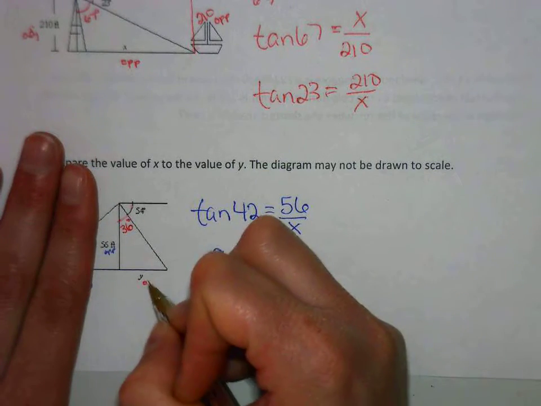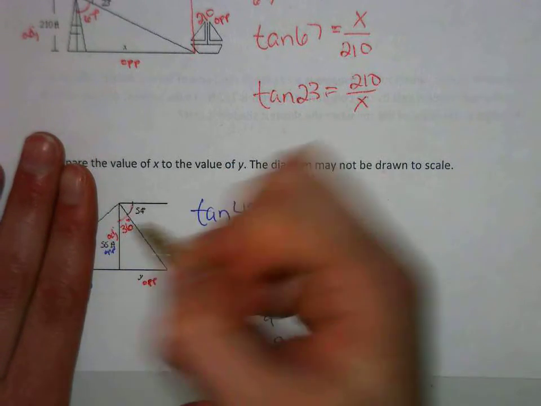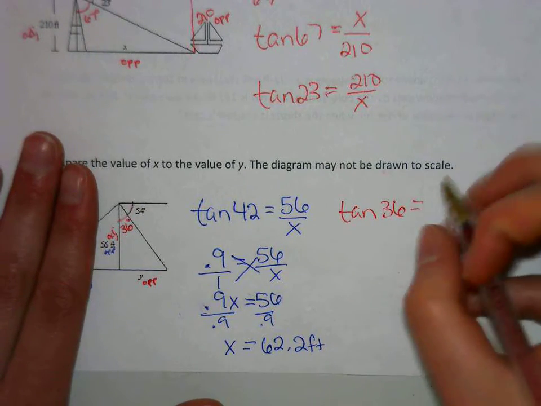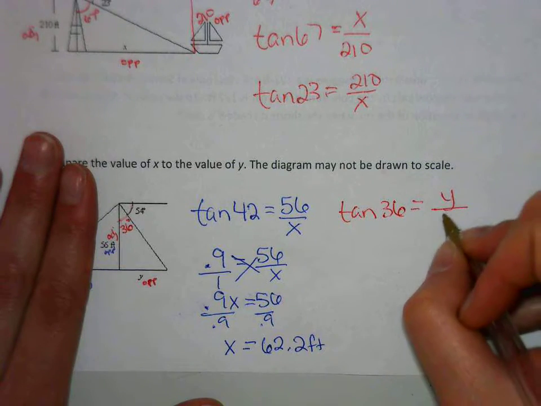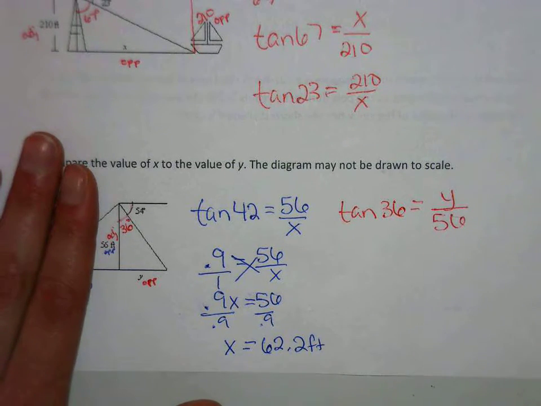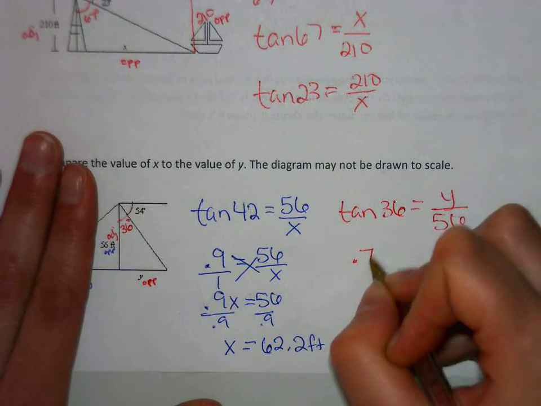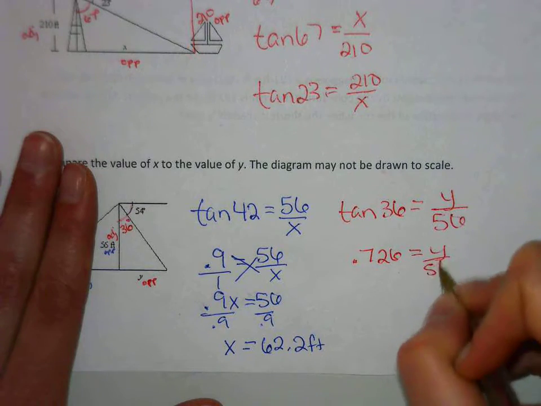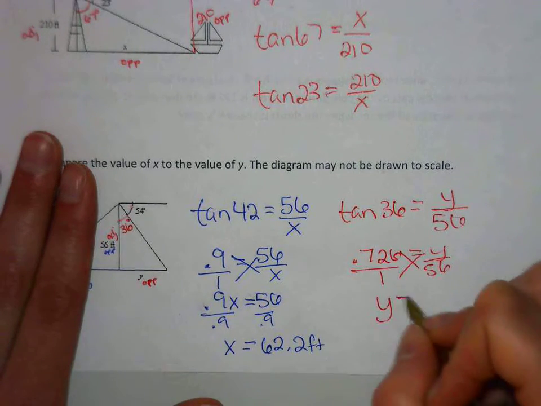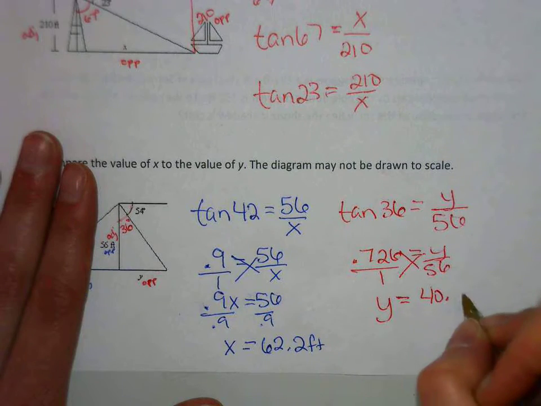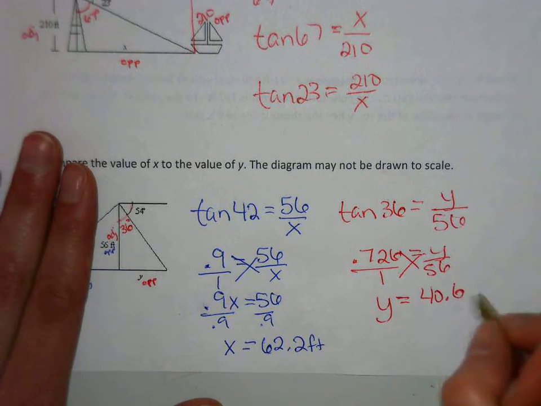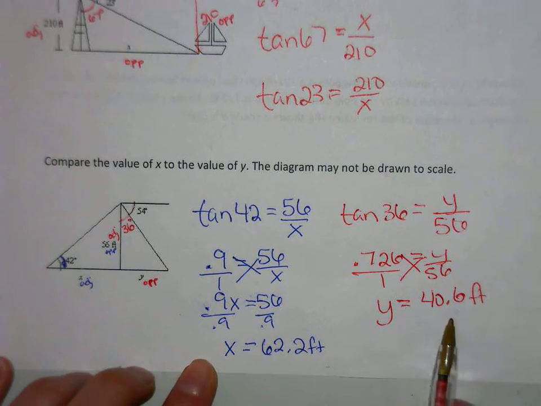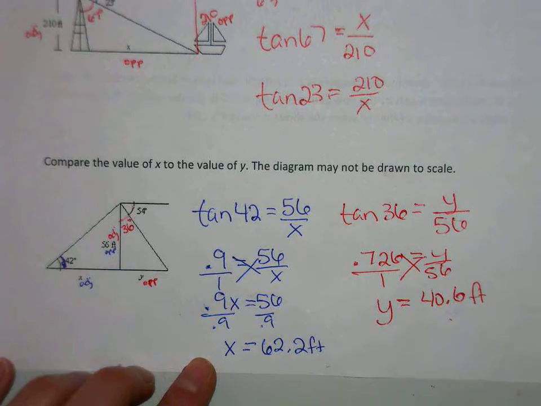We're still looking at, this is our opposite, and this is our adjacent side now. So we can say the tangent of 36 equals the opposite side, which is y, over our adjacent, which is 56. The tangent of 36 is 0.726. So we can cross multiply, and y equals 40.6 feet. So when we compare x and y, x is longer than y.